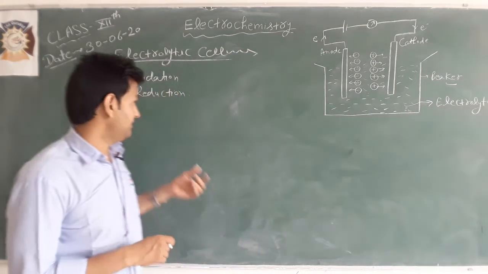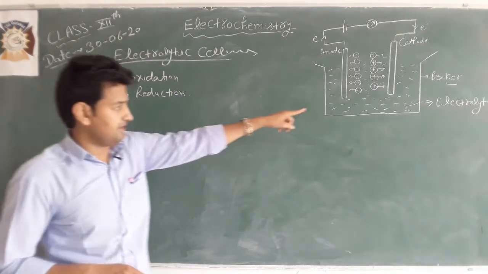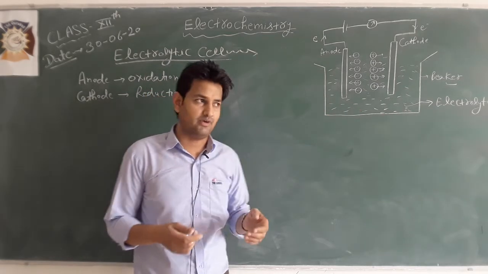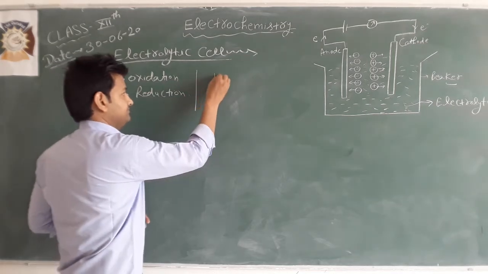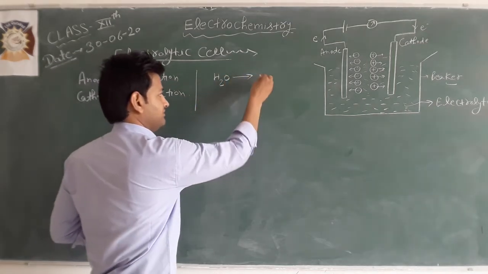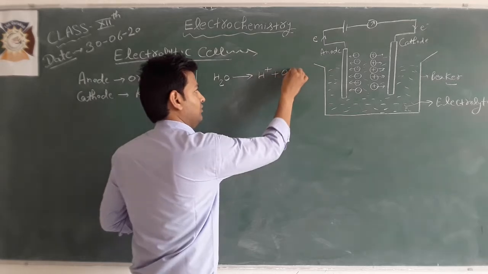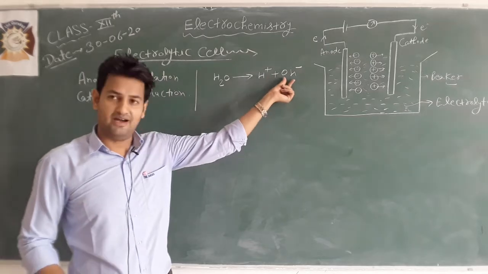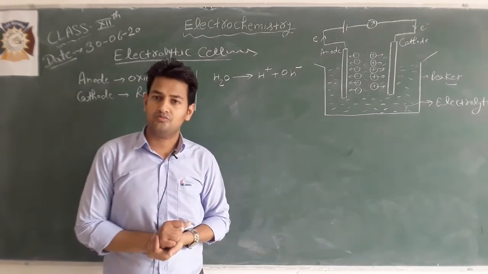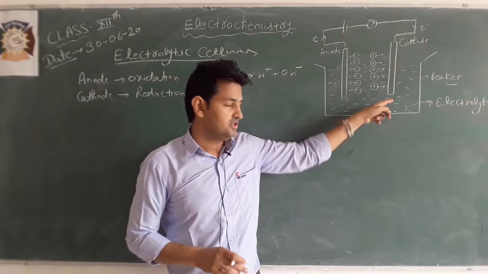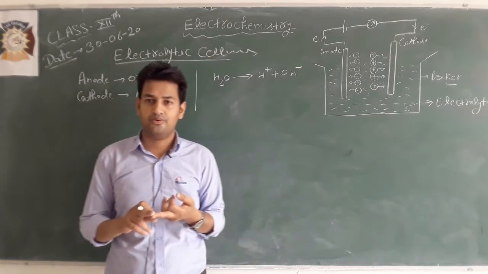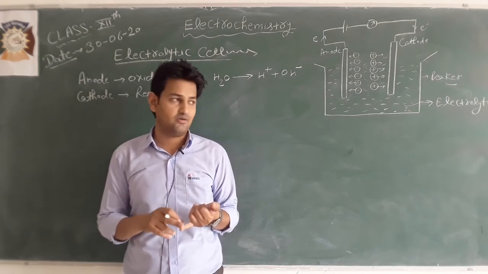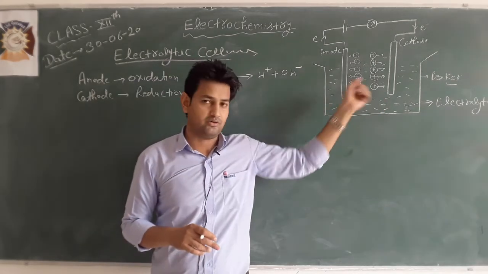Along with this, water molecules also break down into ions. When electric current is passed, water will break down into H plus and OH minus ions. So the hydrogen ion and hydroxide ion will also move towards the electrodes. So there are two types of cations and two types of anions reaching the electrodes.